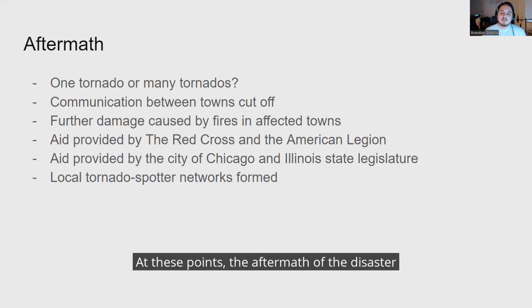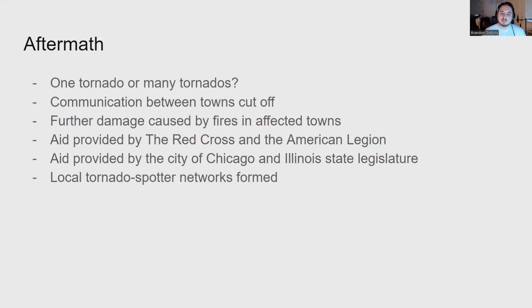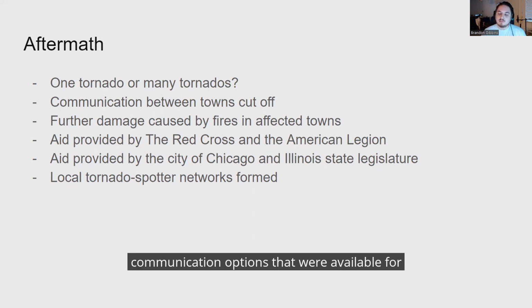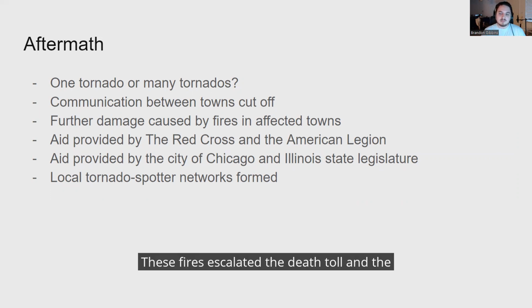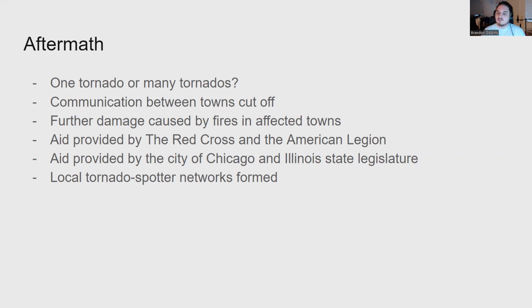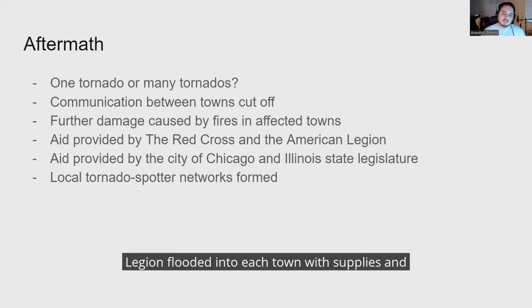The aftermath of the disaster was made worse due to the lack of communication options that were available for destroyed areas. The tornado destroyed telephone lines in its path, and another important factor of the disaster was that fires started from the tornadoes. These fires escalated the death toll and the property damage in each town. Volunteers for the Red Cross and the American Legion flooded into each town with supplies and medical services. The city of Chicago and Illinois state legislature provided $1 million in relief funds.